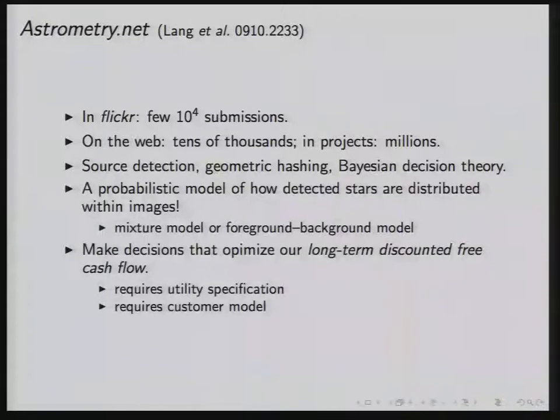And then there's the decision making. When an image comes in, we have to decide whether we're going to say to the person who submitted it, yes, we found a solution, or we haven't. And of course, we're probabilistic reasoners, so we only have probabilities. To turn the probabilities into a decision, we actually have an explicit utility model, and we're trying to optimize our long-term future discounted free cash flow. That's our goal. Which, by the way, should be everybody's goal.